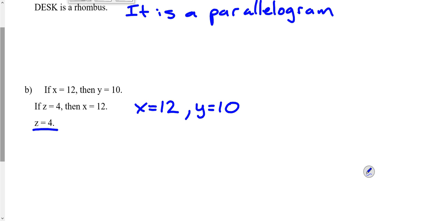If x equals 12, then y equals 10. Also, if z equals 4, then x equals 12. We're kind of assuming that here, but we would know x equals 12 and y equals 10.